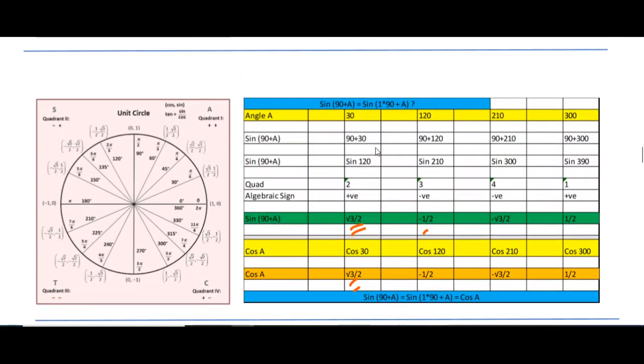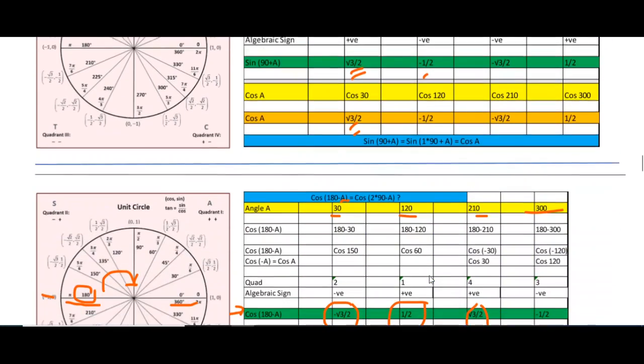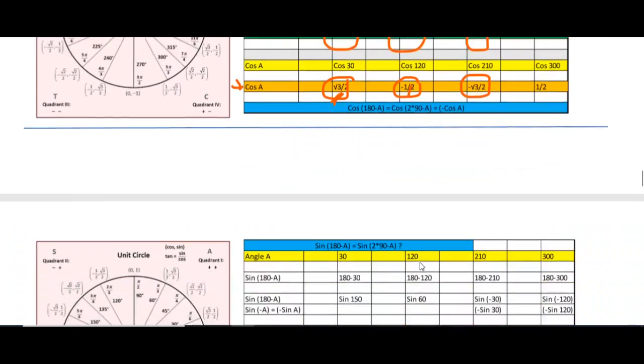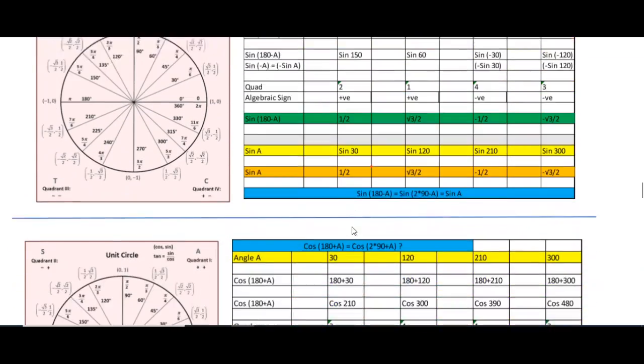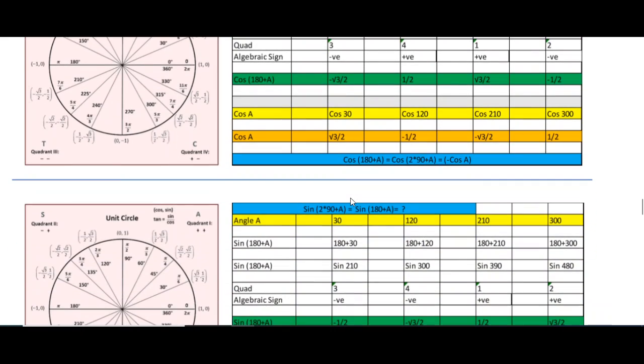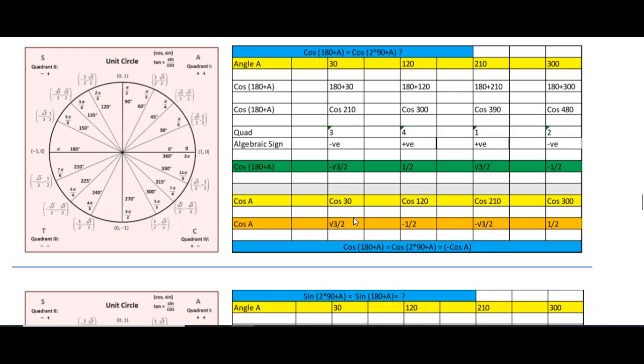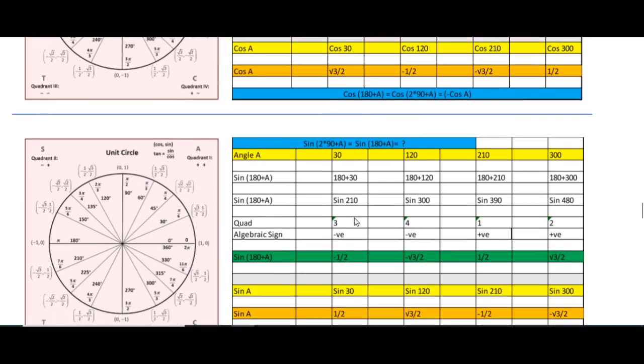Whenever there is 90, the cofunctions come in play. Sine becomes cos and cos becomes sine, right? So that's kind of the trick here, and so on and so forth. I've calculated for sine of 180 minus a and 180 plus a. And again, over here, we are talking about 180 plus a, which is an anti-clockwise rotation and stuff like that.